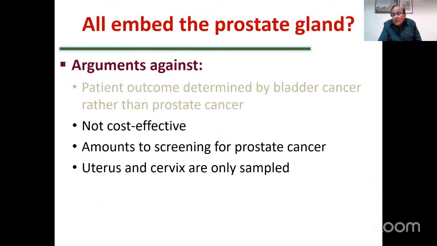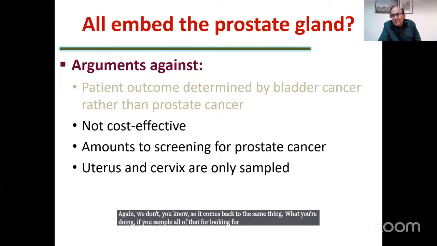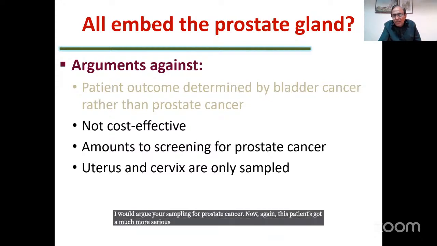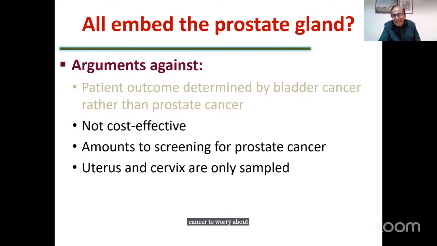Again, we don't, so it comes back to the same thing. If we sample all of that looking for incidental prostate cancer, like in a TURP specimen, I would argue you're sampling for prostate cancer. Now, this patient has a much more serious cancer to worry about, the muscle invasive bladder cancer. But even so, all you're doing is adding another cancer to his list of things for no purpose.